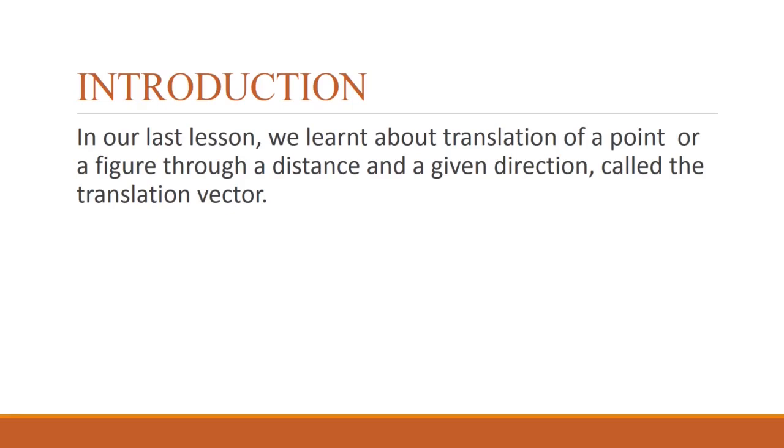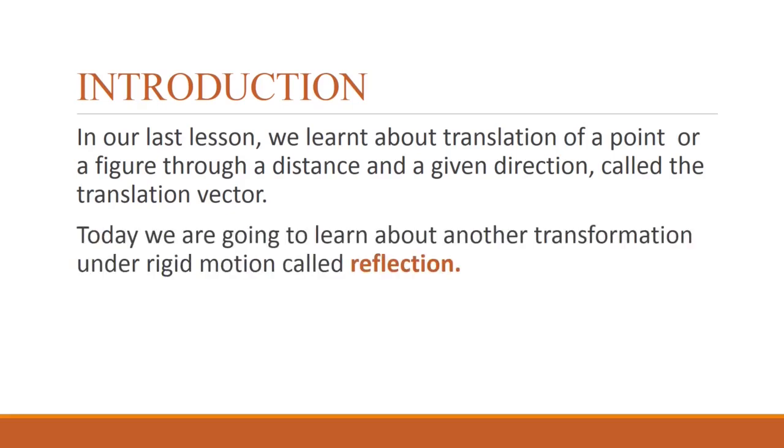In our previous lesson, we learned about translation of a point or a figure through a distance in a given direction called translation vector. In today's lesson, we are going to learn about another form of transformation under rigid motion, which we call reflection. Now, what is reflection?